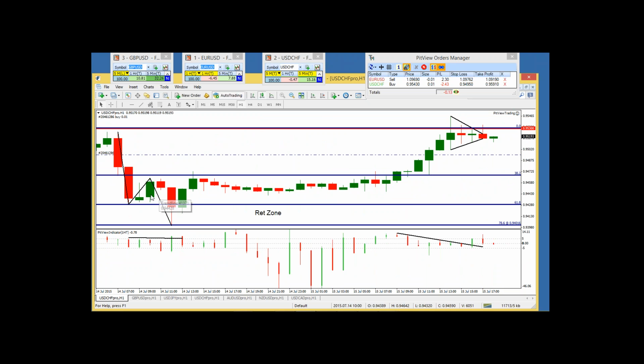Throughout this consolidation right in here, all we did was keep our stop at break even, if you can believe that. We had our stop at break even, which was right down in this level. And as it started to move up again, I believe we made a total of about 100 pips on this trade.